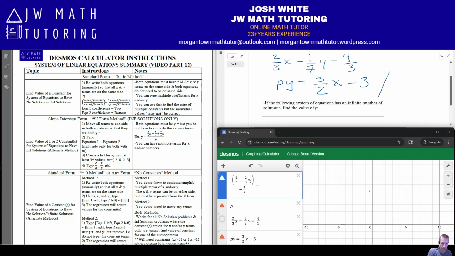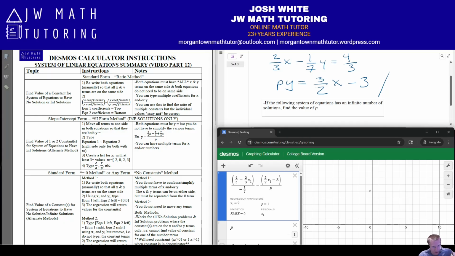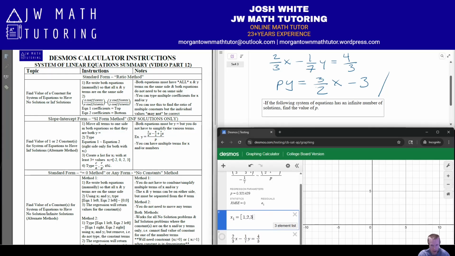Now this one is actually much easier, just dividing both things by p. So you could actually just type in 3/2 x1 minus 3. That's the original equation, and then just divide everything by p. Now, this is not the correct answer, again, because I have to define a list for x1. All right, so once I add some values in there, notice I have the same p-value. It's 0.3214, and so on.